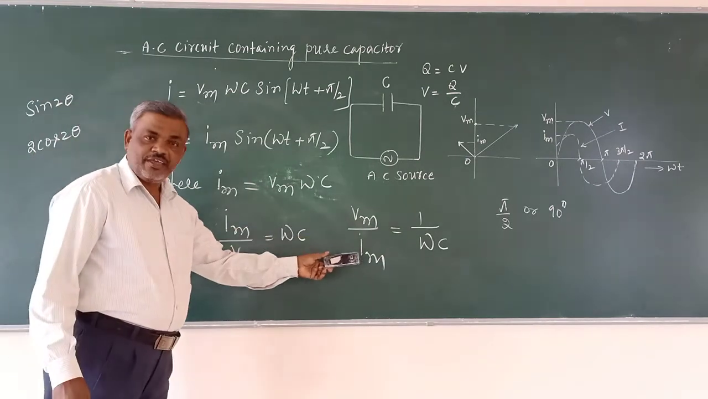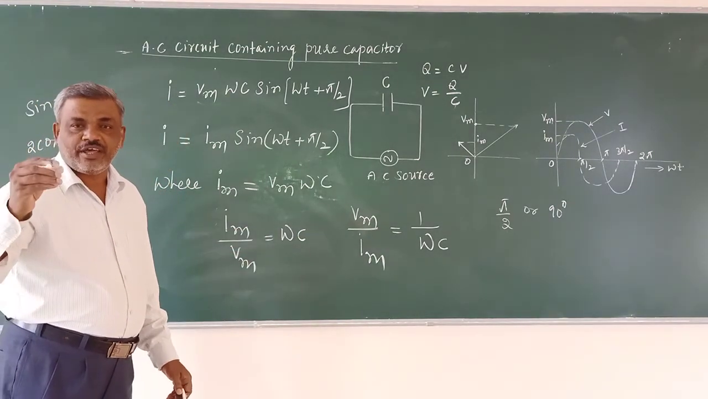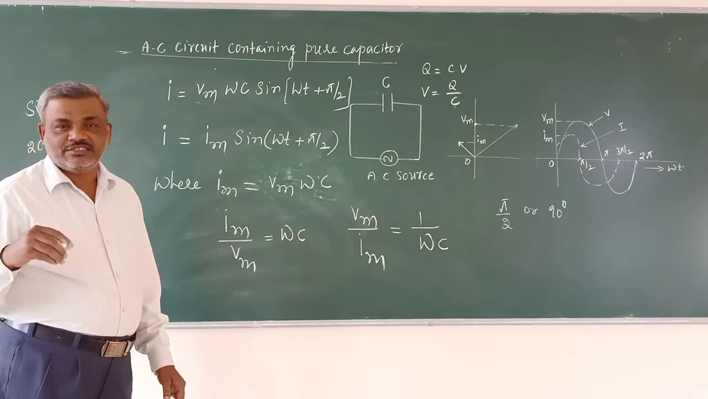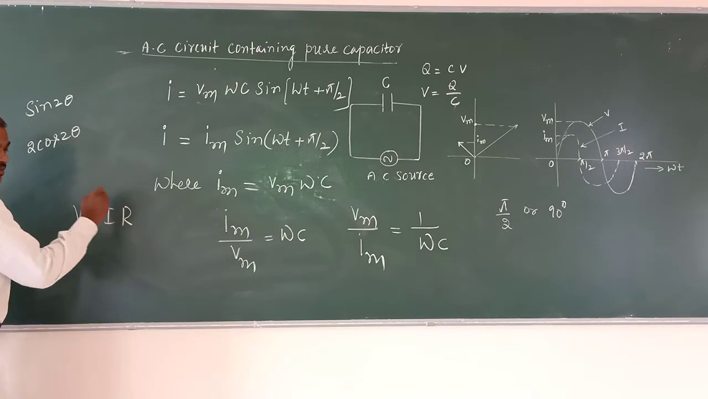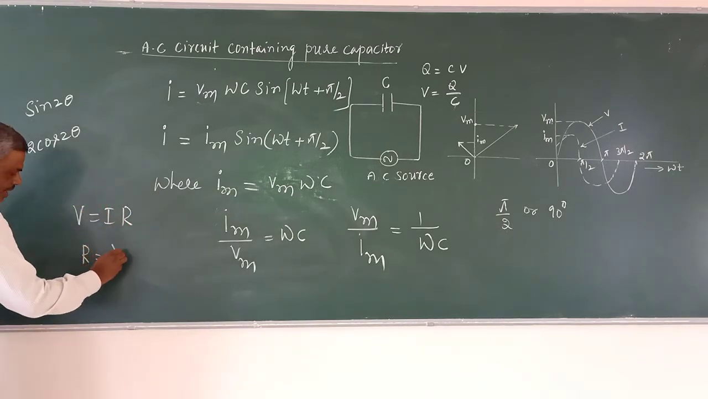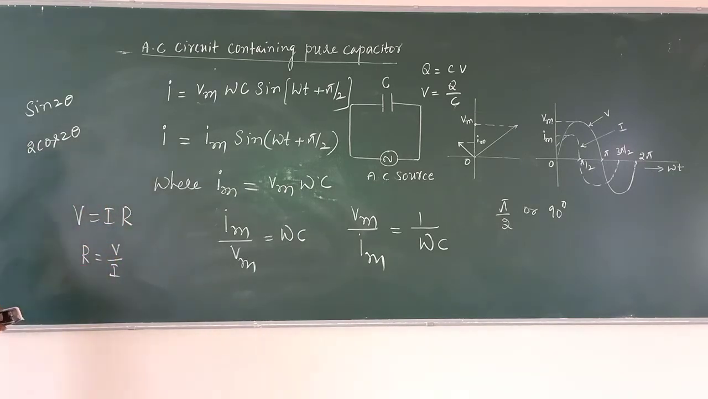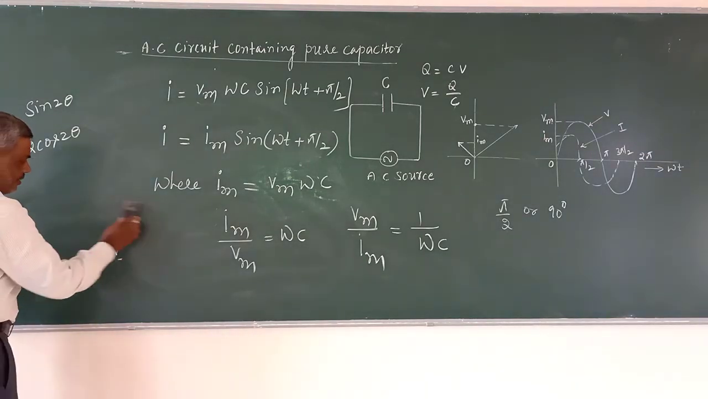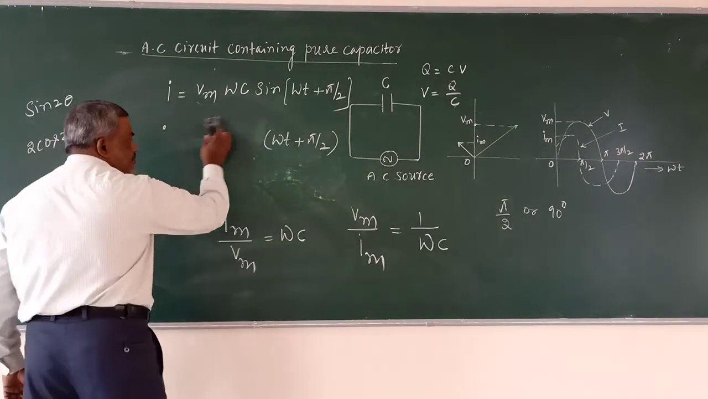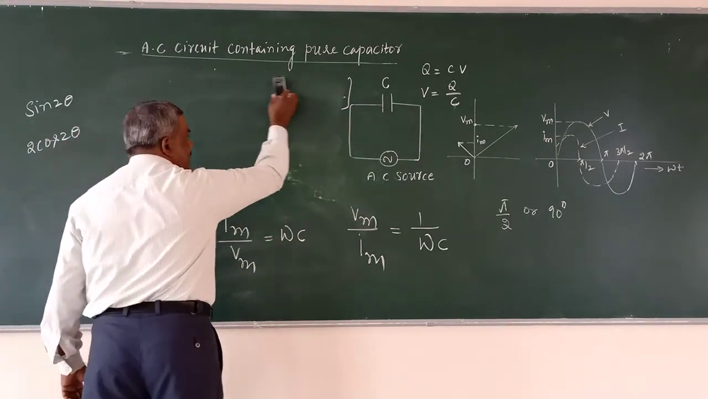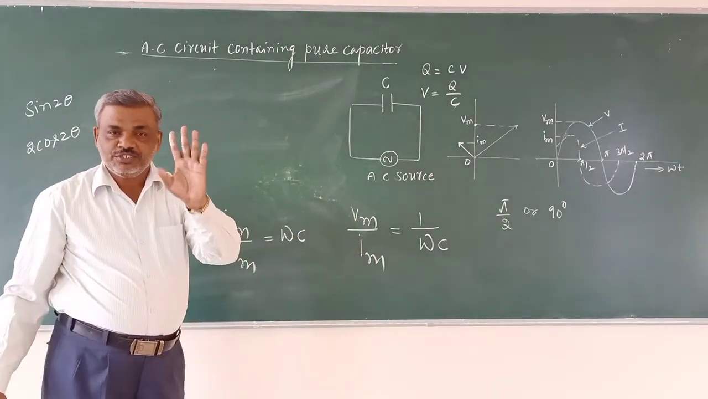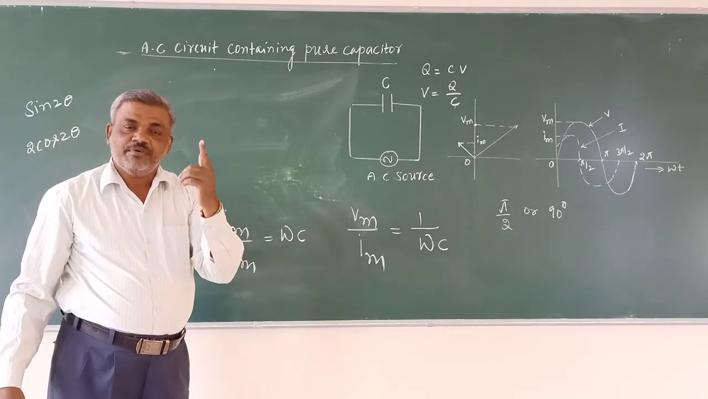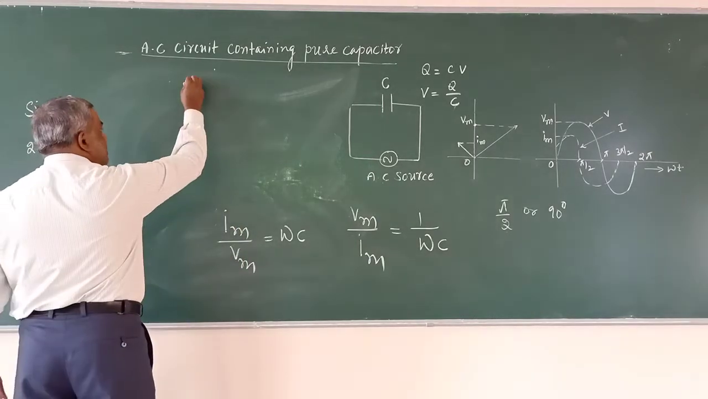So Vm by Im, the ratio of voltage by current, gives resistance according to Ohm's law. So V equal to IR, so R equal to V by I, the ratio which gives resistance. So now here Vm by Im is the capacitive reactance, the ratio which gives capacitive reactance, with the symbol Xc.